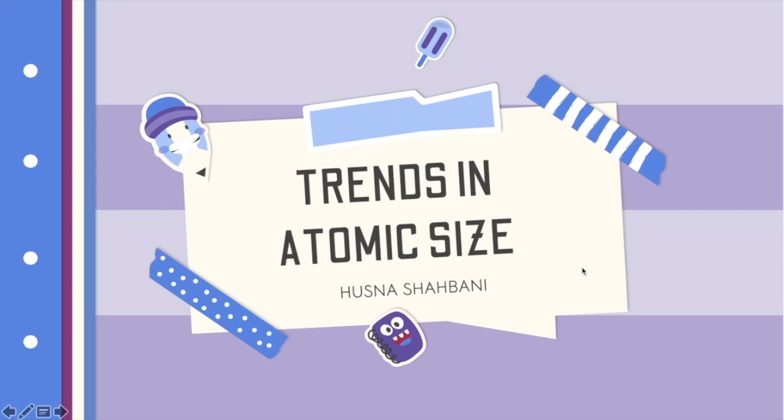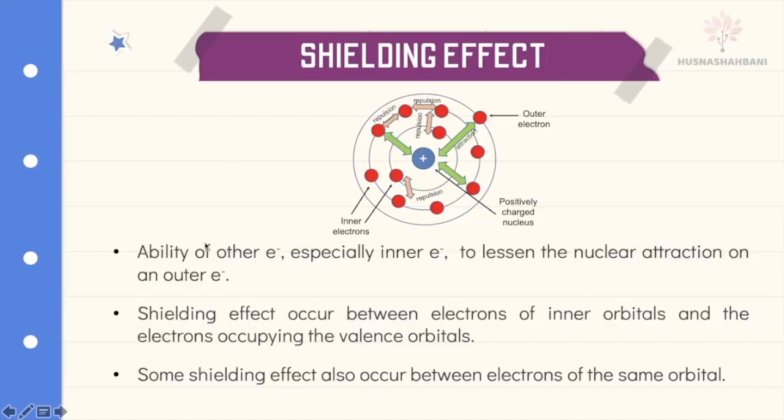Trends in atomic size. Shielding effect is the ability of other electrons, especially inner electrons, to lessen the nuclear attraction on the outer electron. Here we have protons in the nucleus, and all the electrons are attracted to the protons in the nucleus because they have different charges. Electrons are negatively charged, protons in the nucleus are positively charged. So all electrons are being attracted to the protons in the nucleus.